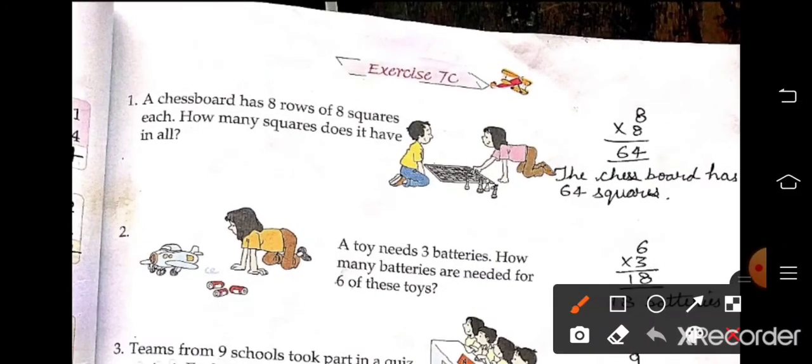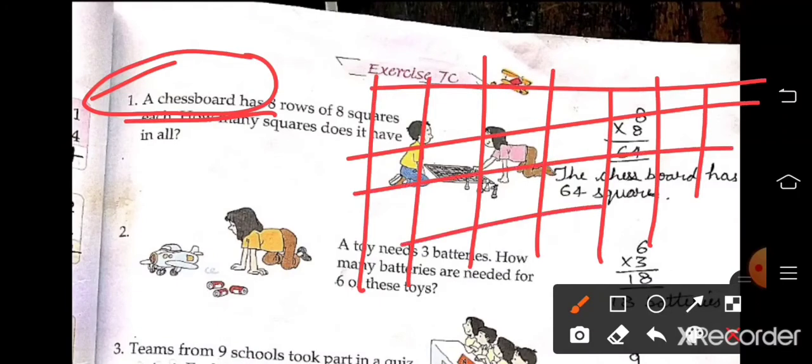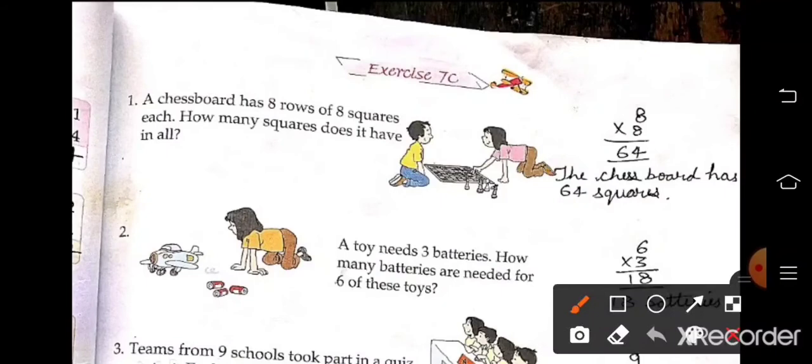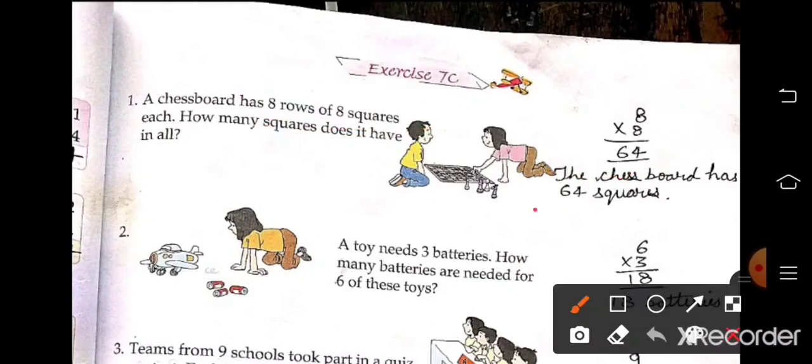Okay, now the exercise 7C at page number 63. Some story sums are here. First, a chessboard has 8 rows of 8 squares each. How many squares does it have in all? So all of you have seen the chessboard. There are 8 squares like this. So 8 rows and 8 columns. So total 8 multiply 8. 8 8s are 64. So the chessboard has 64 squares in total.